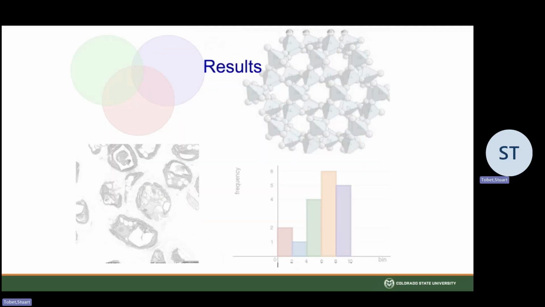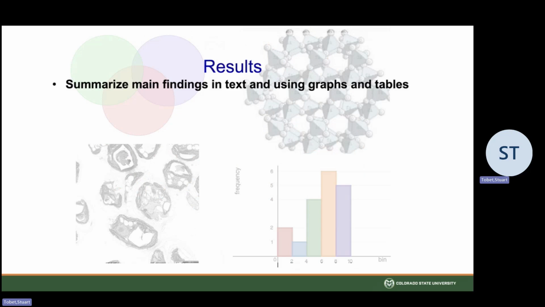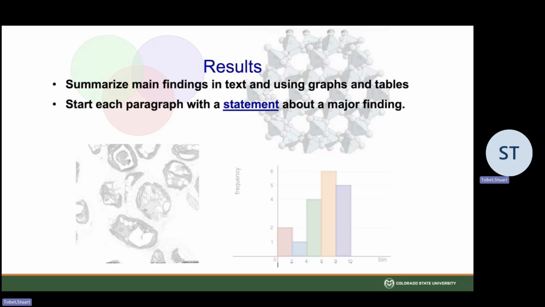When you get to the results, now you've got, again, more formulaic ways to think about this. Some journals will actually make you combine results and discussion. But in a straight results section, you want to make sure that you've summarized the main findings in text before you get down to the nitty-gritty of looking at your graphs and tables, and especially before you say something about the statistics. So every paragraph should start with a statement about the major finding in English, or at least the language that you're writing in.